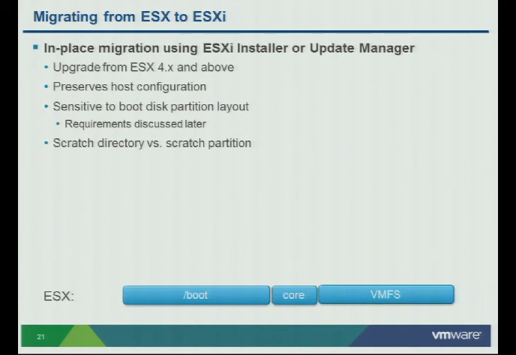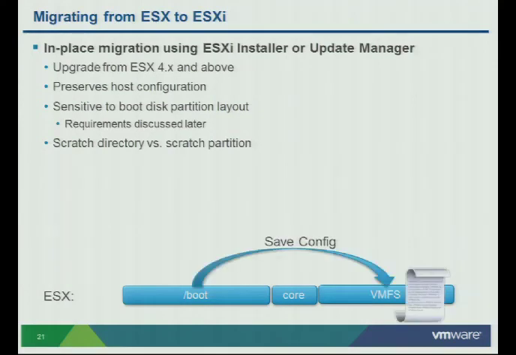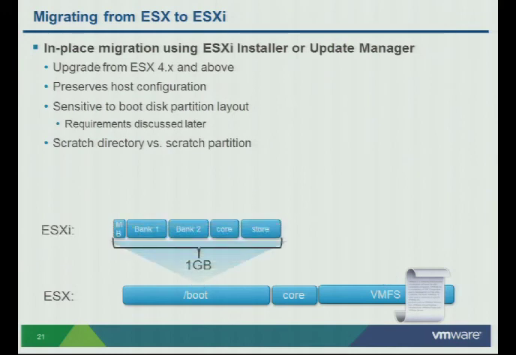What we'll do when we do the upgrade is the first thing we go in and back up the configuration. So just like upgrading to ESXi, we'll back up the configuration. After we back up the configuration, we then take the first 1 gig of the disk and we repartition it into those ESXi partitions. Now note, we basically take that boot partition and we repartition it.